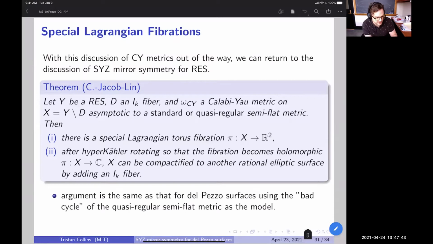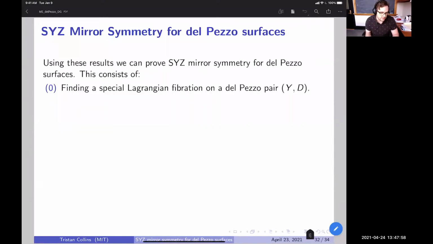Okay, and the argument is exactly the same. Once we have this model geometry at infinity and this special Lagrangian fibration, then you can do this mean curvature flow and J-holomorphic curve argument. Okay, so now I can discuss mirror symmetry. Using these two packages of results on the Del Pezzo side and the rational elliptic surface side, we can prove SYZ mirror symmetry. The first step is you find a special Lagrangian fibration on a Del Pezzo with a choice of an elliptic curve. That was the fibration theorem for Del Pezzo surfaces.